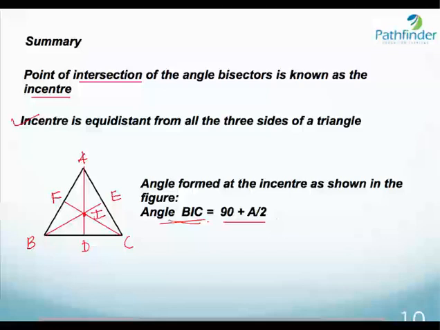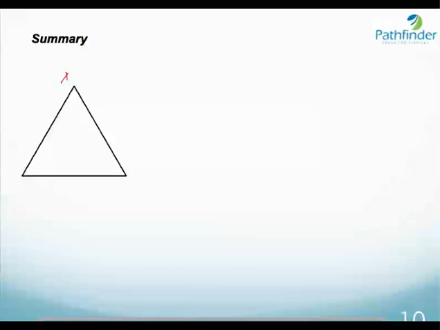And similarly, if E were the excentre, then angle BEC must be 90 minus A by 2, provided E is the excentre of the triangle. Then we have the angle bisector theorem, which applies for any triangle ABC, which states that if AD is the angle bisector of angle A here, then AB upon AC must be equal to BD upon DC.